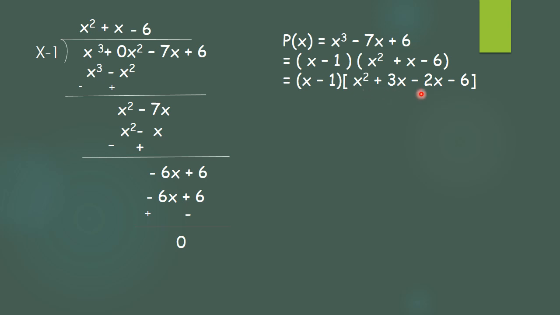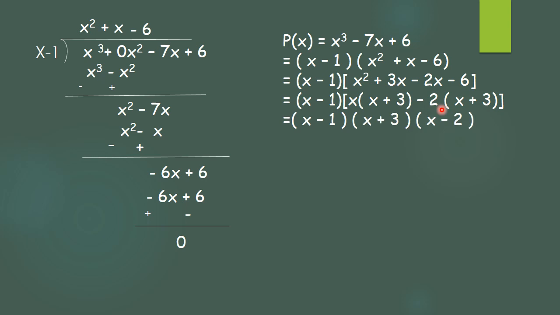3x minus 2x minus 6. So we can take x common: x plus 3 minus 2 times x plus 3. So here we get x minus 1, x plus 3 and x minus 2. So we get the factors of the polynomial as x minus 1, x plus 3, x minus 2.